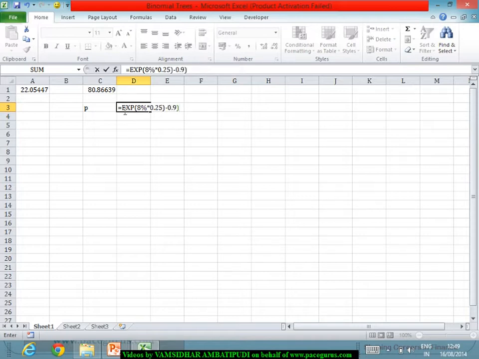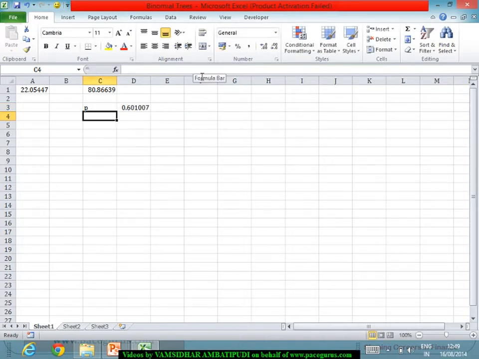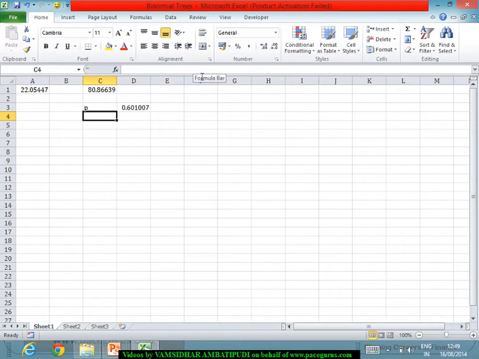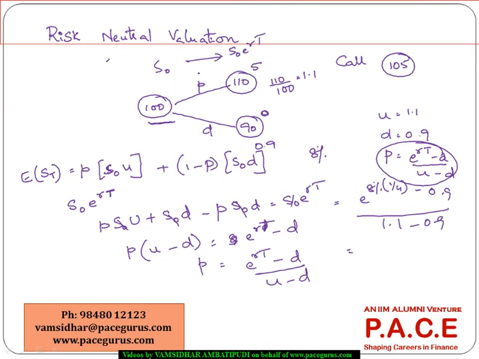This entire thing I am dividing by U minus D: 1.1 minus 0.9. This gives me that there is a 60% chance that the price is going to go up. So from here I can find out the expected payoff associated with this 105 call.